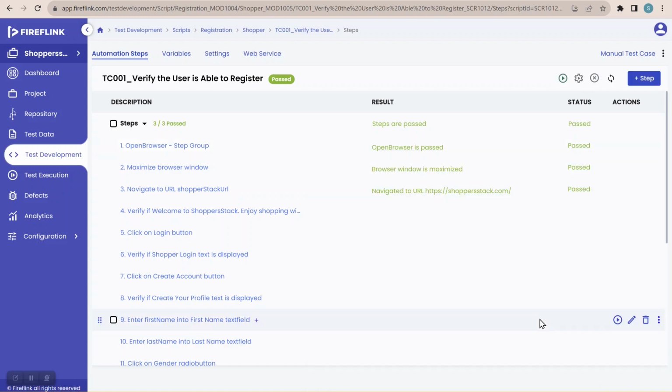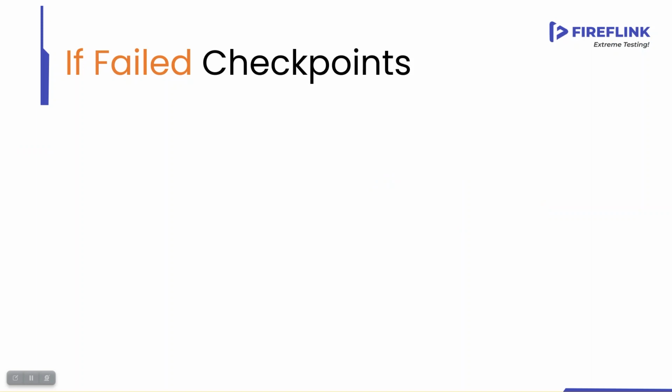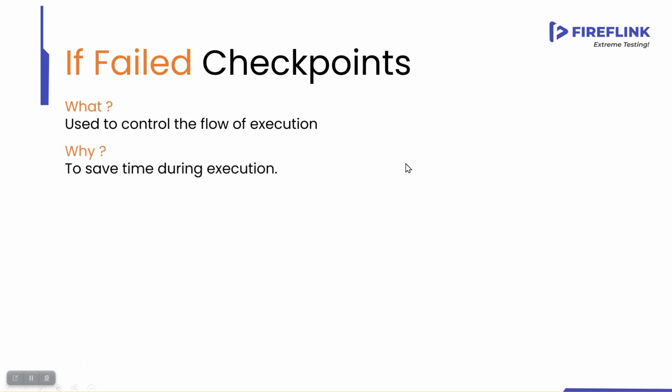Now let us discuss if failed checkpoints. What are they? They are used to control the flow of execution. Why do we need this? To save time during the execution. Obviously we are moving from manual to automation to save time, right? So using if failed checkpoints, we can save even more time in the automation part.